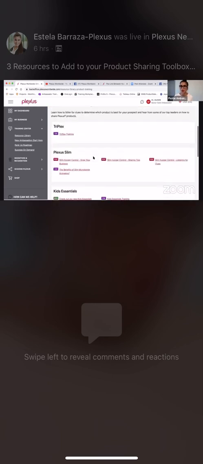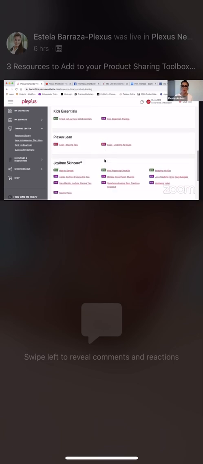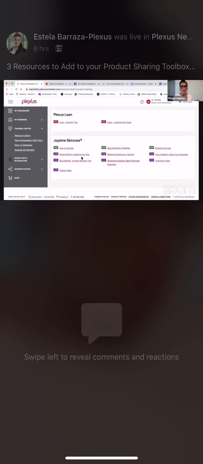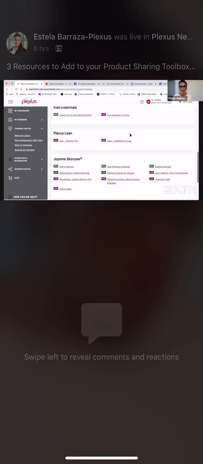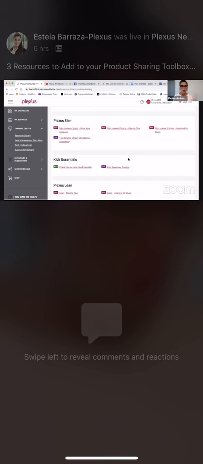And as you can see right here, you have resources that are super easy to find. You have the Triplex information, you have Slim information, you have the Kids Essentials, you have Plexus Lean, you have Joyum skincare. This is really cool because you have videos available for you that you might not be able to find anywhere else. So have this handy, and we are updating it on a regular basis, so it's super easy for you to find. So number 1 toolkit that you should add to your Plexus product toolbox is the virtual office product training in the resource library.